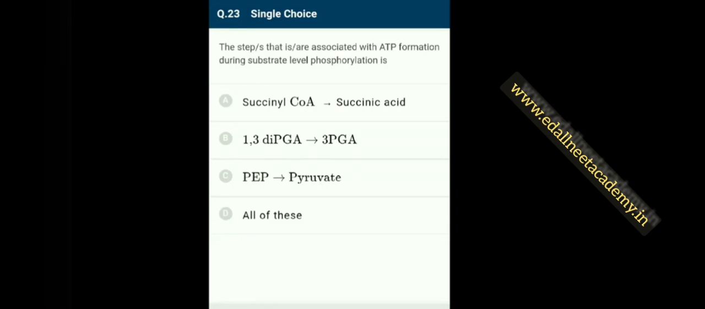Question number 23. The steps that are associated with ATP formation during substrate level phosphorylation are: respiration is the process or mechanism to break down food molecules to release energy in the form of ATP.